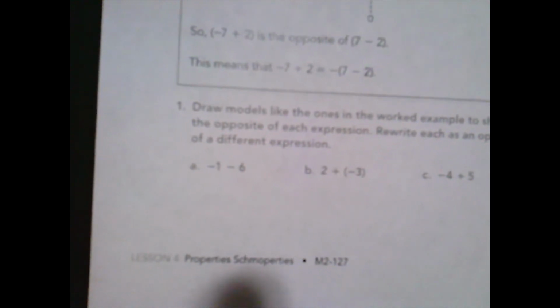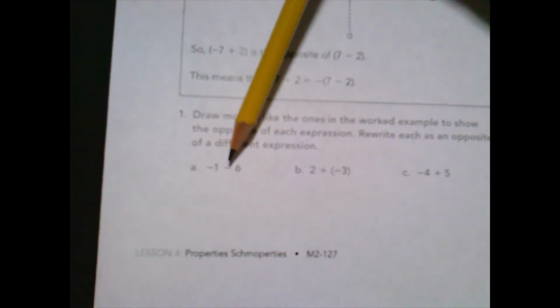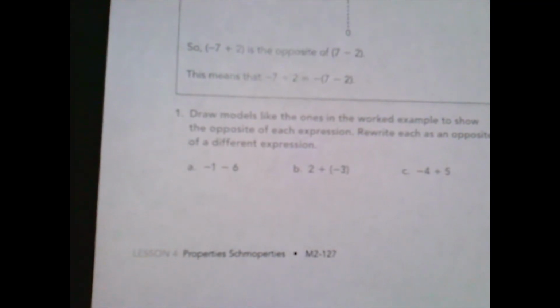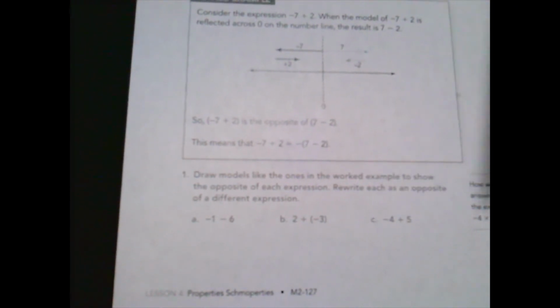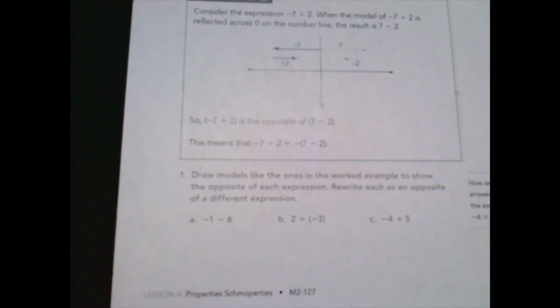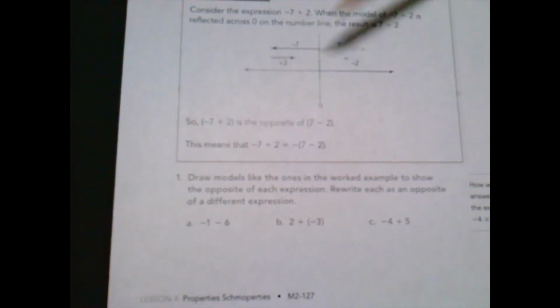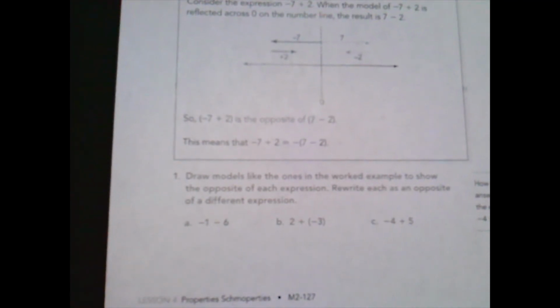Alright, so let's look at this problem right here. We have negative 1 minus 6. The problem asks us to draw a model like what we did up here. So I want you guys to do that for each of these problems and then rewrite each as an opposite of a different expression, okay? So basically you're doing the exact same thing that you did up here for these problems. If you have any questions about that or are a little confused about what to do, please let me know. I can definitely help you.